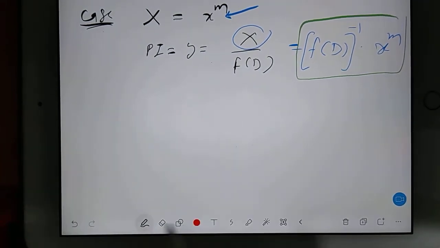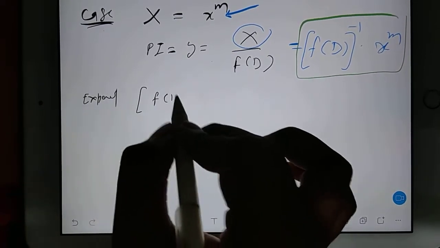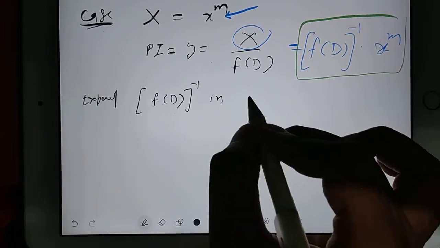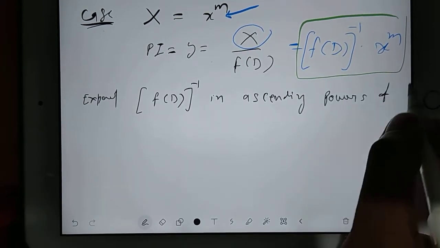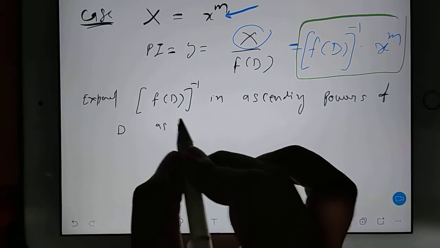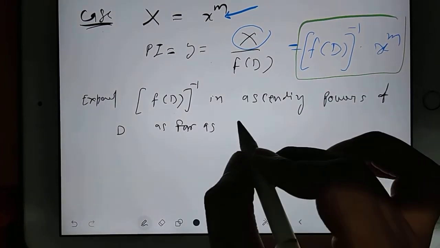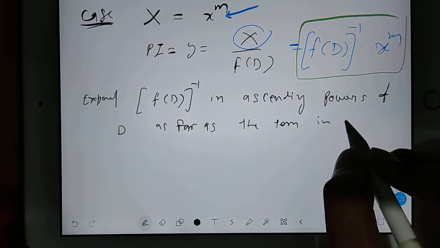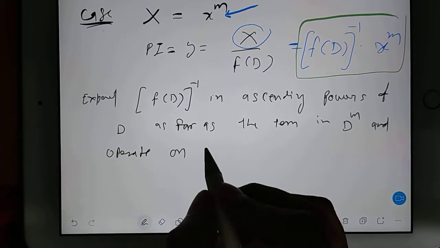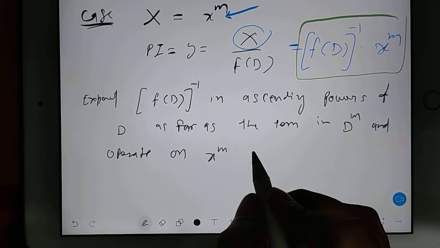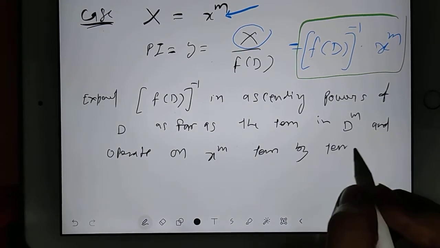But before that, take a note about this. Expand f(D) power -1 in ascending powers of D, as far as the term in D power m, and operate on x power m term by term. It is actually lengthy, but we have to do this.